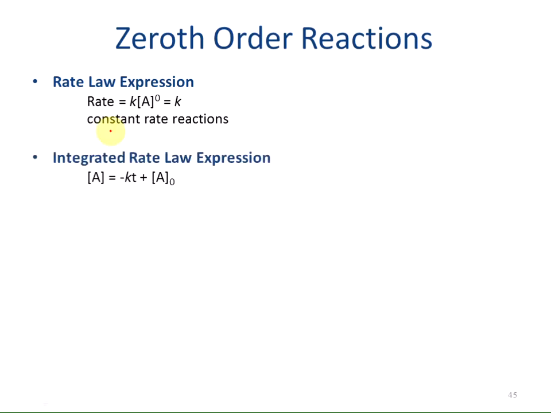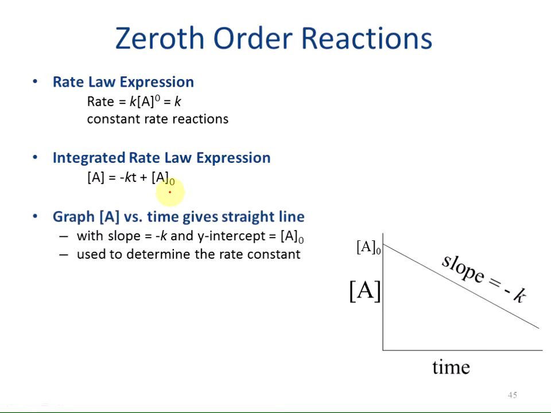The integrated rate law expression for a zeroth order reaction is [A] equals negative kt plus the initial concentration of A. And if you look at this, hopefully you see something that looks like a line. So the concentration of A would be our y and the t would be our x. If you plot the concentration of A versus time, you get a straight line. The slope is going to be negative k, and the y-intercept will be the initial concentration of A. So this graphical method is how you can get the rate constant k, by plotting the concentration versus time.